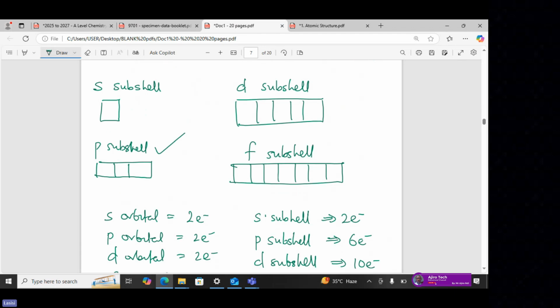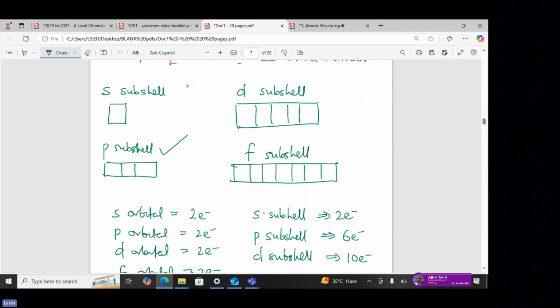So question 1, how many electrons can S subshell hold? S subshell can hold 2 electrons. What about P subshell? 6 electrons. What about D subshell? 10 electrons. F subshell can hold 14 electrons, because there are 7 orbitals there. Actually, G subshell can hold 18 electrons.